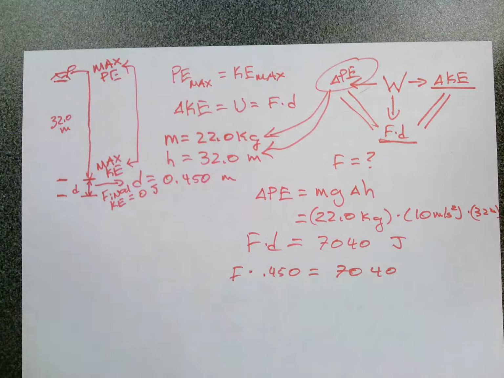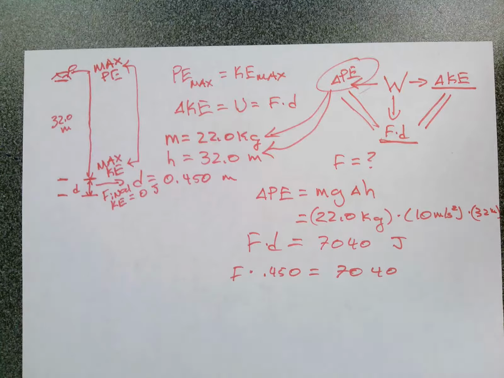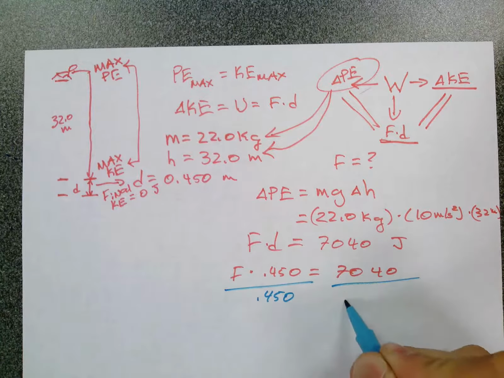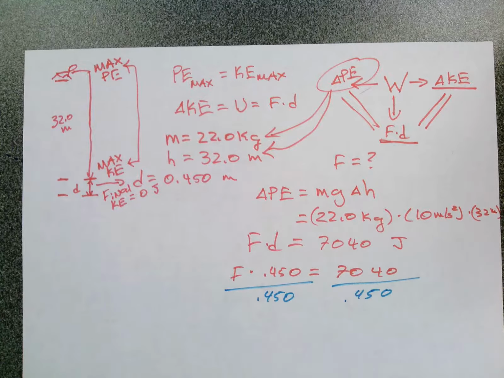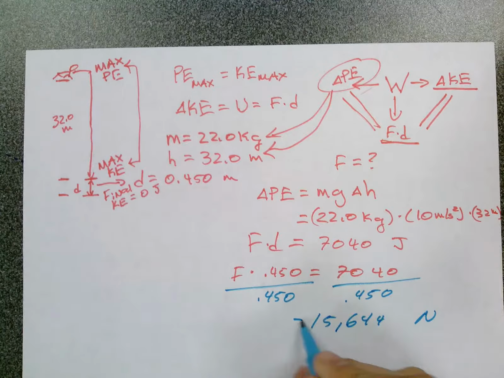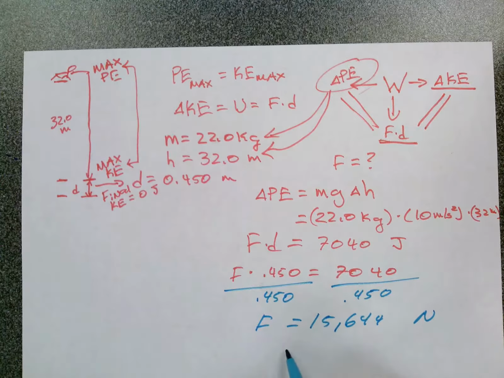So all we have to do is divide both sides by 0.450, and you get 7,040 divided by 0.450, which is 15,644 newtons. Or if you want to round, our rounding will probably be to 3 significant figures, so 15,600 newtons.